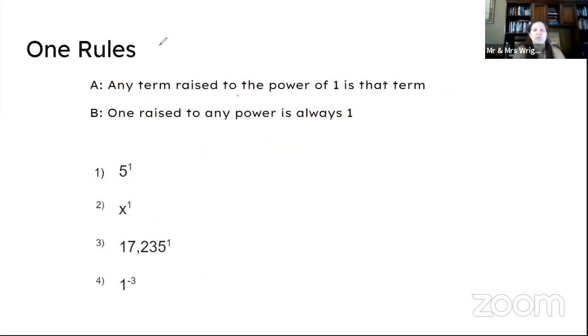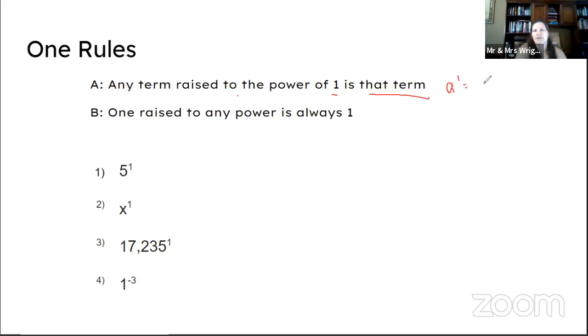All right, one rules. One rules are kind of similar to the 0 rules in that we have 2 parts to them and they deal with 1s instead of 0s. Any term raised to the power of 1 is that term, no matter what the term is. A raised to the power of 1 is A, right? 5,237,000 to the power of 1 is 5,237,000. All right, so 5 to the power of 1, 5. X to the power of 1, X.